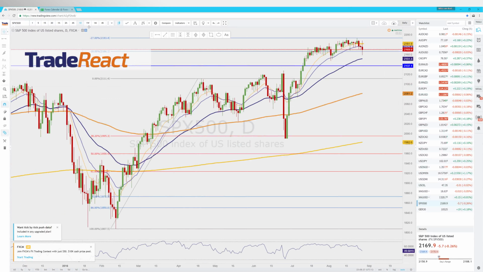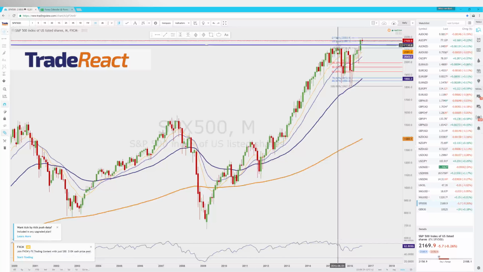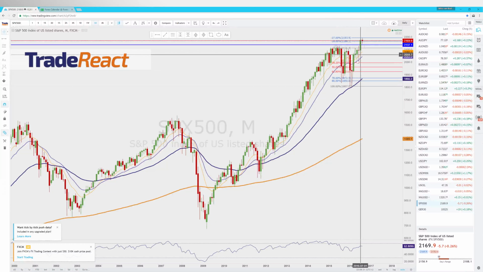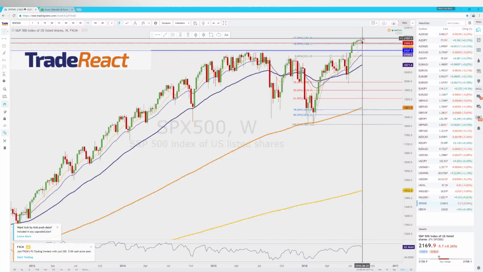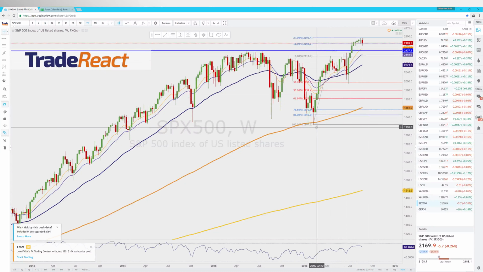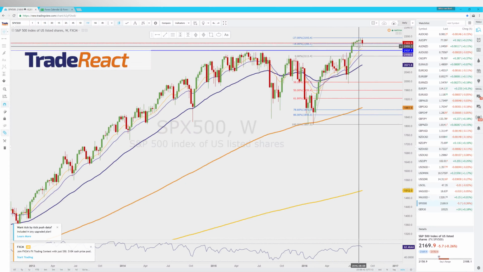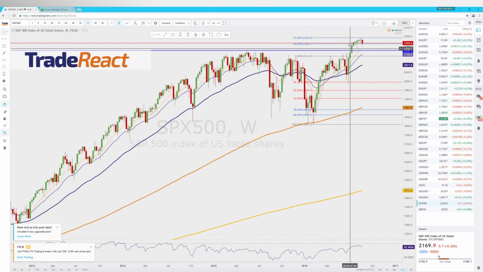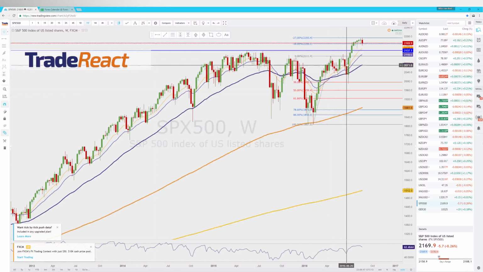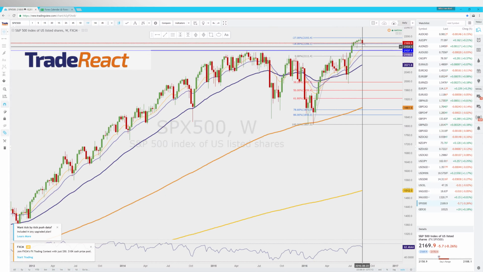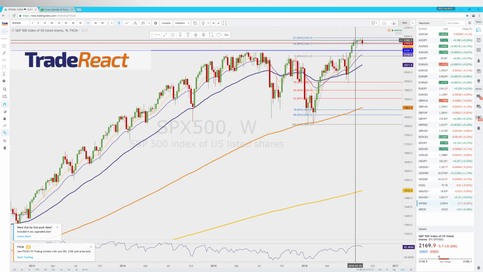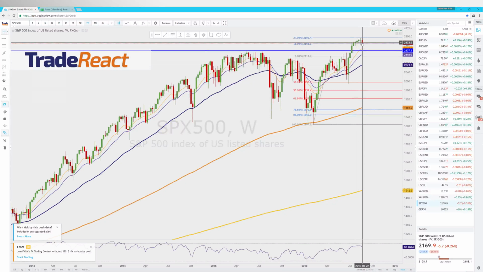S&P 500 monthly, as you know, ranging above. We've got some targets higher actually. Weekly has been slowing down a bit, so we might get some retracement. It has been moving up 8 weeks, so it's not bad to have some retracement here for 1, 2 weeks, perhaps 3, and then look for longs again.